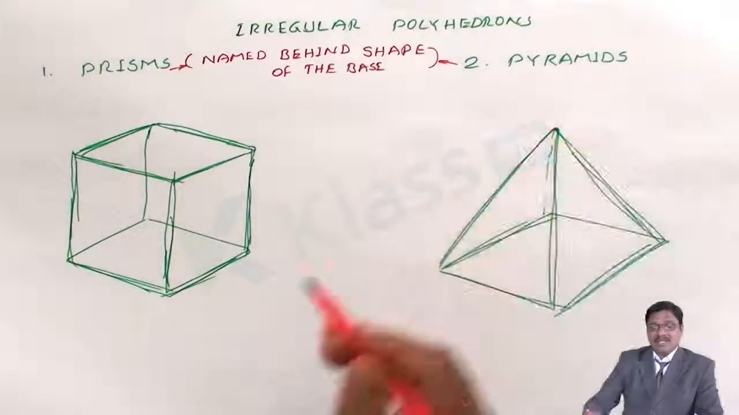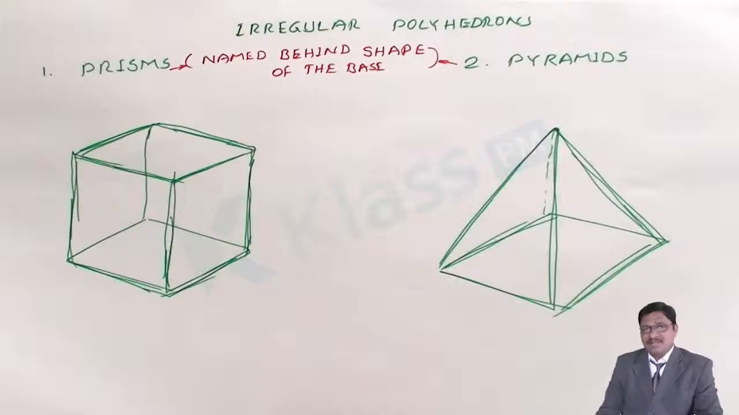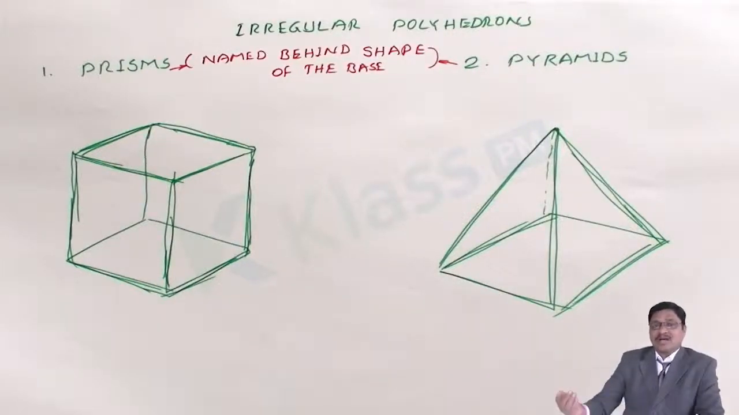Similarly, what examples can I write in the case of the pyramid? Again the same: triangular pyramid, square pyramid, pentagonal pyramid, hexagonal pyramid, and so on, as many polygons as exist. Clear?